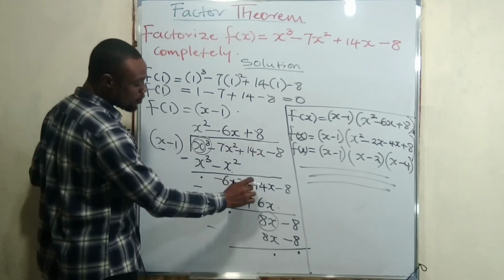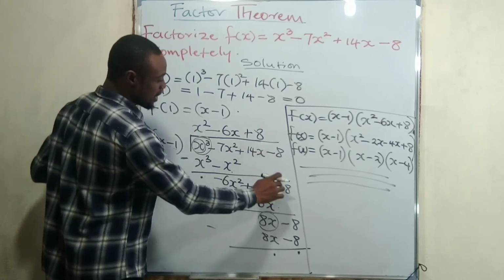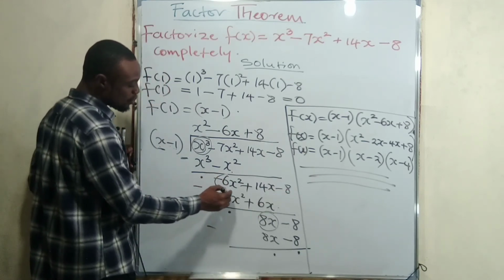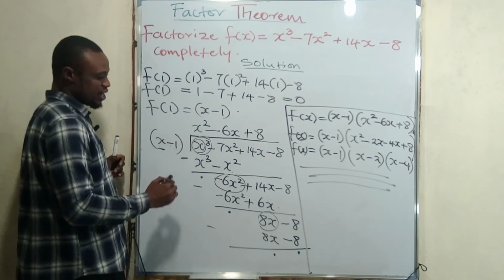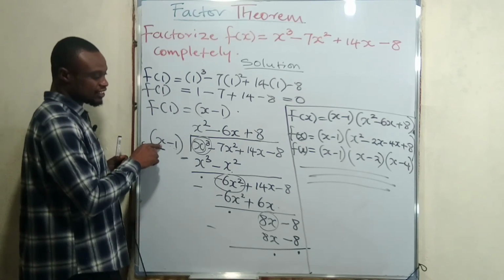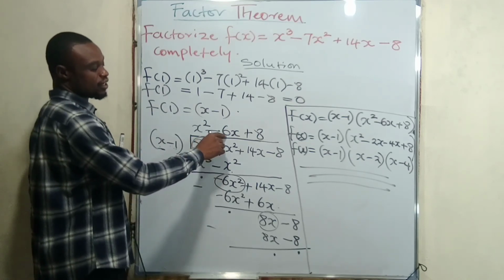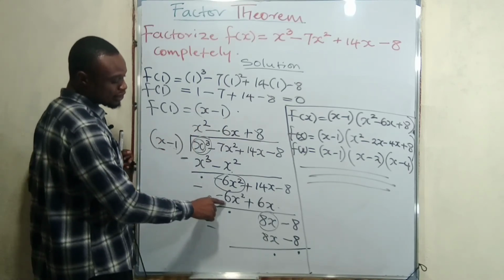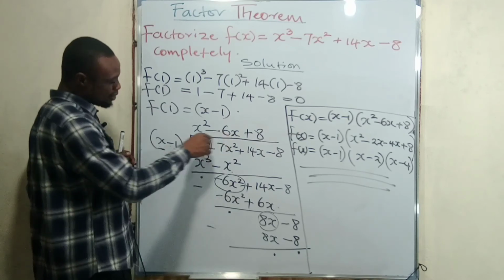Also, you bring down your what? Plus 14x. Bring down your what? Minus 8. Also, now you divide this also, minus 6x squared divided by what? X gives you what? 6x. So gives you minus 6x. So minus 6x multiplied by this x again gives you what? Minus 6x squared.